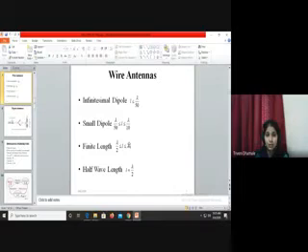A simple wire can be given the shape of a dipole, or the wire antenna can be shaped as a circular loop. A square shape is also there. The antennas in the form of a straight wire are called linear wire antennas. That is a simple wire antenna.